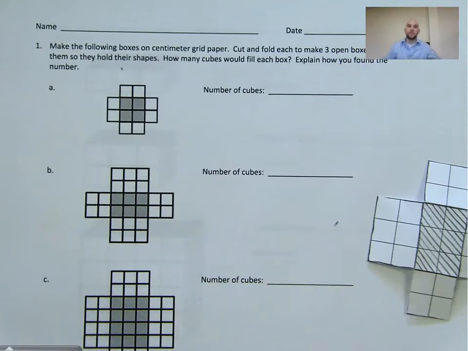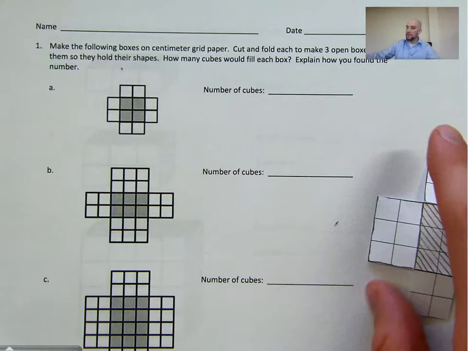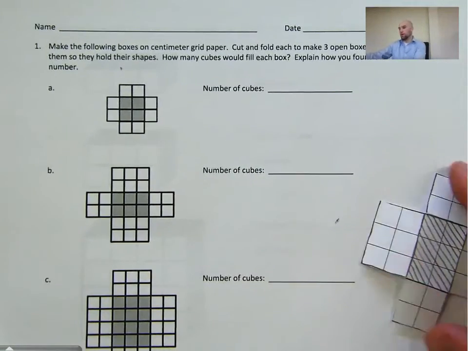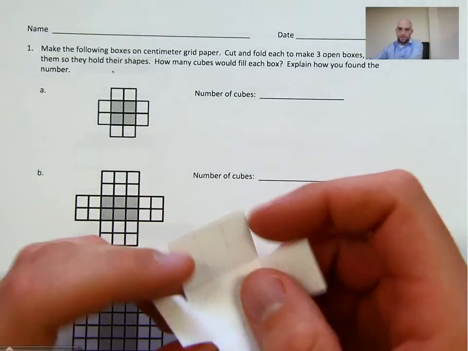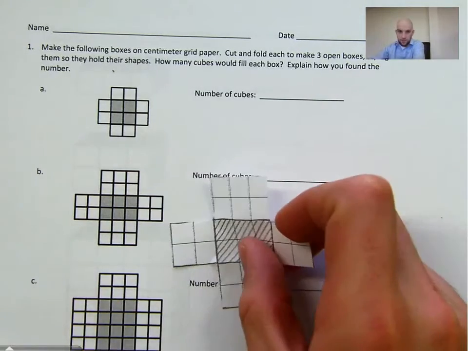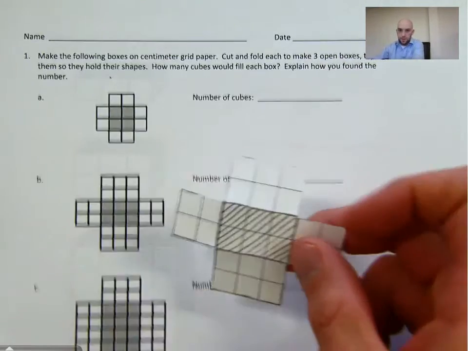So here it's asking us to make the following boxes on centimeter grid paper. Cut and fold each to make 3 open boxes, taping them so they hold their shapes. How many cubes would fill each box? And explain how you found the number. So I didn't make all of these. I just made the one here. So I have this letter B, so we're going to be doing this letter B here.